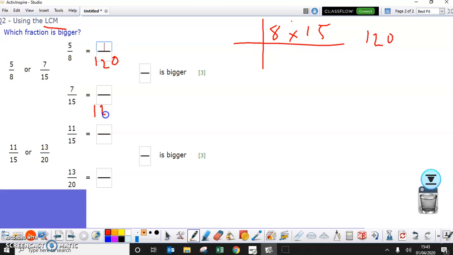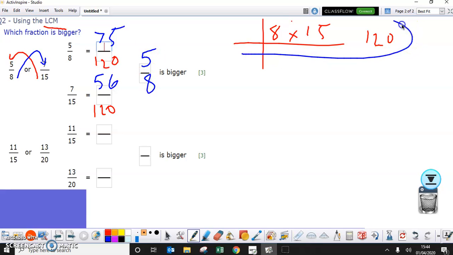So 120 would be the base number, so 120 on the bottom. Now I've times the 5 by 15, and I've times the 8 by 7. So 5 times 15 is going to give me 75. 8 times 7 is going to give me 56. So my biggest one is 5 8ths, doing it via lowest common multiple.